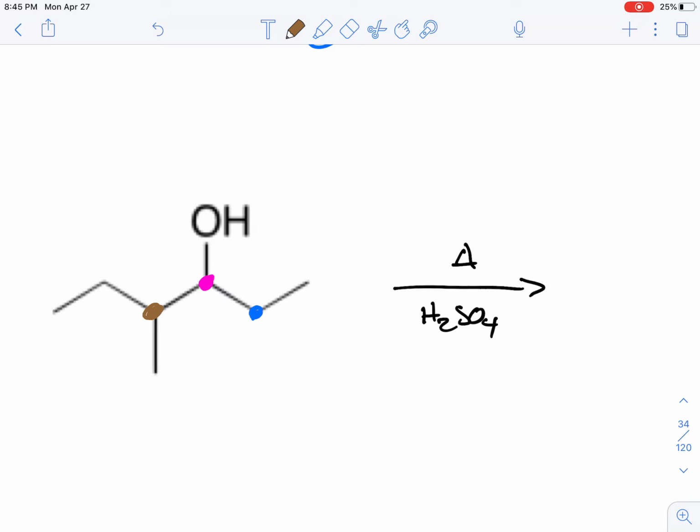And so I'm going to look at this carbon that's in brown first. Looking at this carbon in brown, I have 1, 2, 3 carbons that are covalently bonded to this carbon. And so that would make my carbon a tertiary carbon. And since this is a tertiary carbon, I have one hydrogen. So that carbon needs one more hydrogen for its octet to be full.